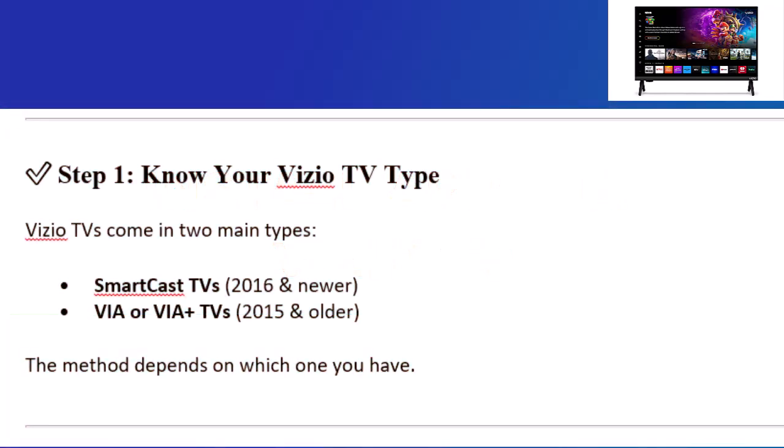Know your Vizio TV type. Vizio TVs come in two main types: SmartCast TVs, 2016 and newer; Via or Via Plus TVs, 2015 and older. The method depends on which one you have.